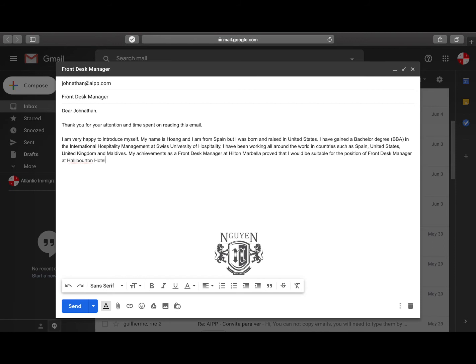I would be suitable for the position of front desk manager at, let's say, Halliburton Hotel, Halifax. So this hotel Halliburton, if I'm not mistaken, that's the name of the hotel. That is a designated employer. So just make sure that you spell and write down the correct name of the property. Right? And then what have you done? What have you done in order to be suitable? That you are saying that your experience is proof that you would be suitable for that position.